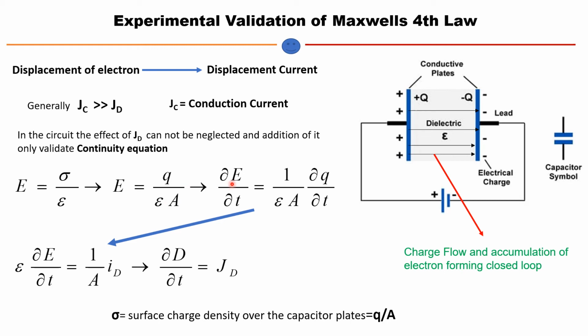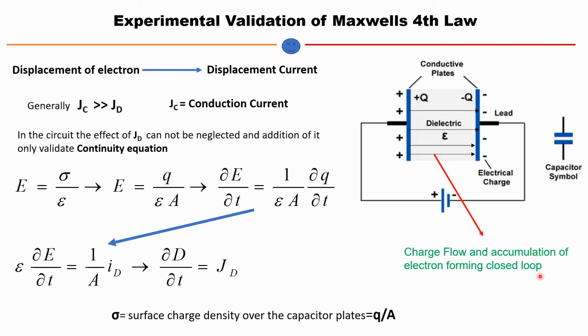If we take the time rate of change of electric field, it will give rise to the ∂Q/∂t term. What is ∂Q/∂t? It is the time rate of change of charge accumulating. This time rate of change of charge gives rise to the current that is called the displacement current. If we divide it by the total area of the plates, that gives the displacement current density.